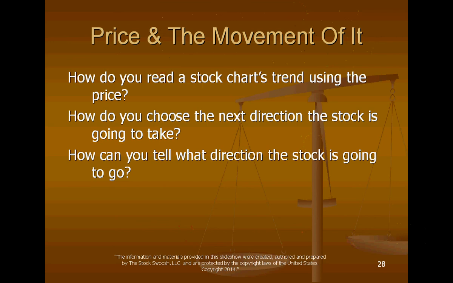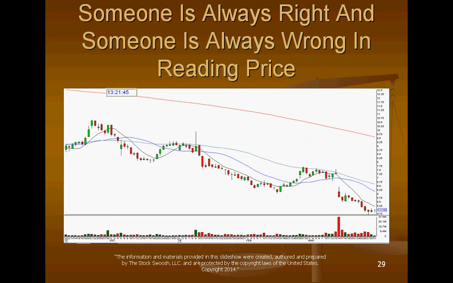How do you read a stock chart's trend using price? I use a system where I actually rank the stock to determine the directional trend. I do it before the market even opens. How do you choose the next direction the stock is going to take before it does it? And how can you tell what direction the stock is going to go so that you can get in the trade to get paid, to get the bigger move, the good move, the really good move? You want to get in before it actually does it.